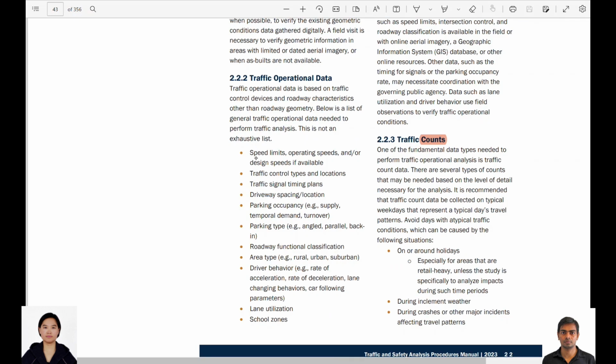So the first one is speed limit. Speed limit is an important operational data that we need. We can gather speed limit from Google Earth. That's our best source. Sometimes if we are working on a large region, then we can also get speed limit from the TxDOT statewide planning map.